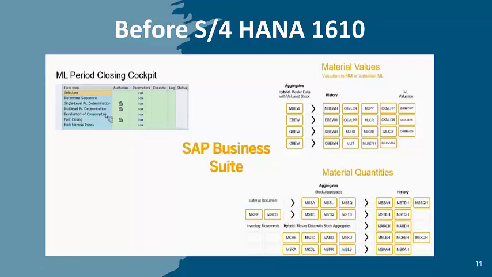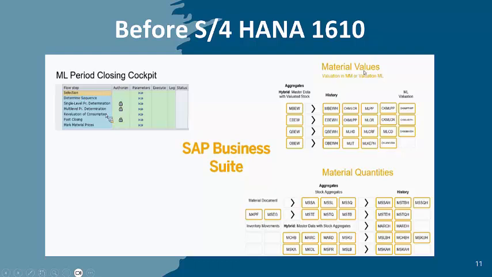Now, before S4HANA 1610, you will find in the Material Ledger actual costing cockpit: Selection, determine sequence, single level price determination, multi-level price determination, revaluation of consumption, post-closing, and mark material prices. Now all of these various steps have been removed and combined into simplified steps.